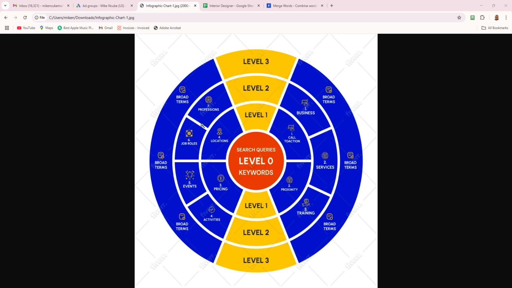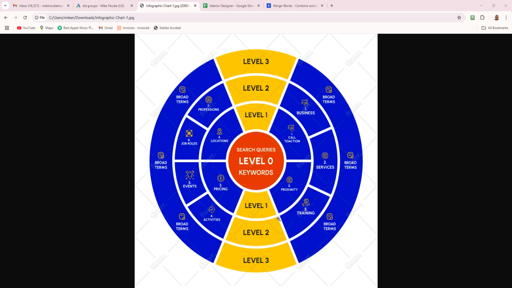We also have things like job roles. Yeah, this could also be an important category for interior design companies. So things like interior design specialist, interior design professional, interior design expert, or interior designer. Yeah, it doesn't really have to have the specific job role or whatever like that. So some of those are very key and you can add them as well.